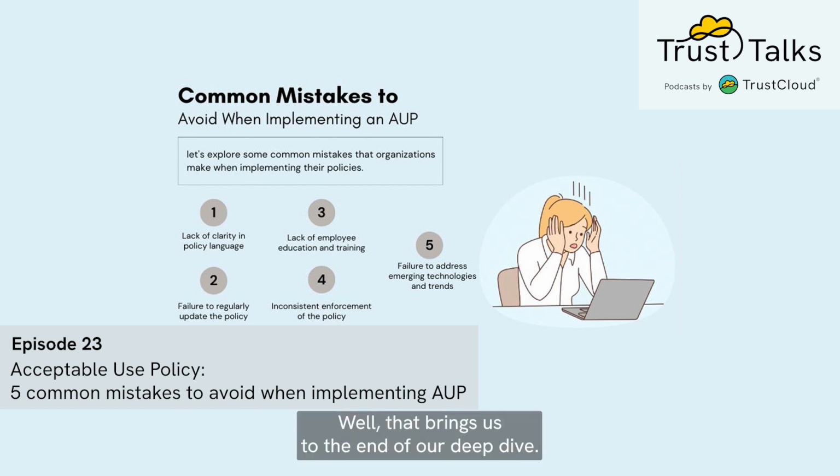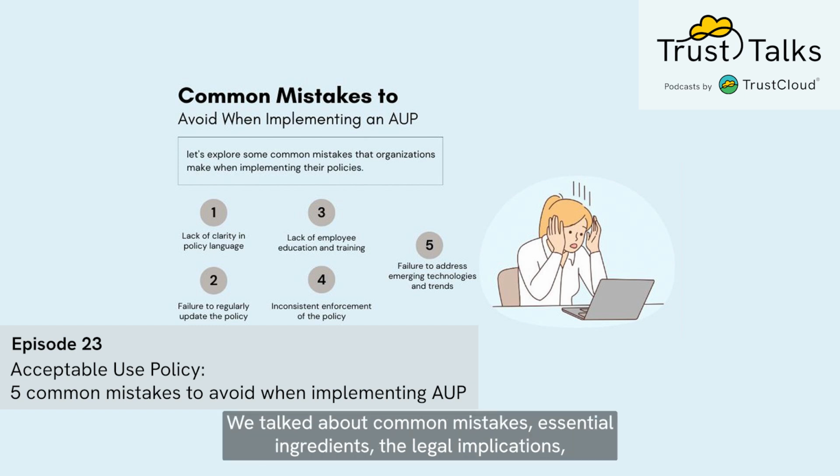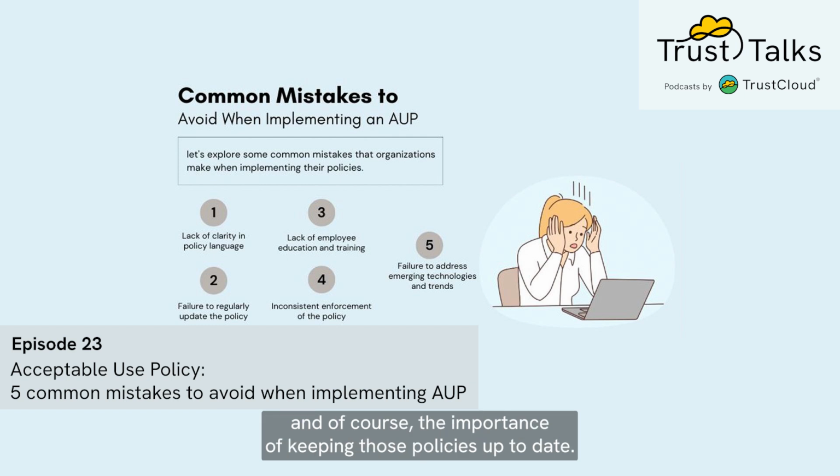Absolutely. Well, that brings us to the end of our deep dive. We've covered a lot of ground today. We talked about common mistakes, essential ingredients, the legal implications, and of course, the importance of keeping those policies up to date. And most importantly, we talked about how a well-crafted AUP can actually empower employees and create a more positive and secure digital environment for everyone.